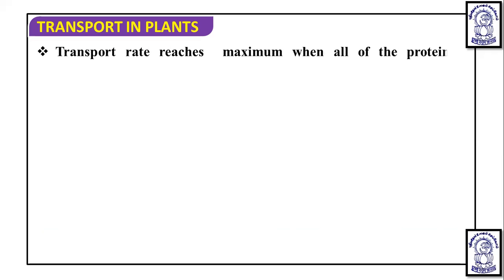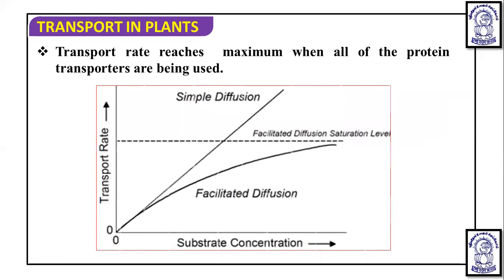The transport rate, now we remember, the molecules of the substance with the hydrophilic moiety move from a region of high concentration through the transmembrane proteins. So the proteins which are involved in facilitated diffusion are also known as transmembrane proteins. The transport rate reaches a maximum when all the protein transporters are being used. Now next is transport saturation. So when all the protein transporters are being used, it is known as transport saturation.